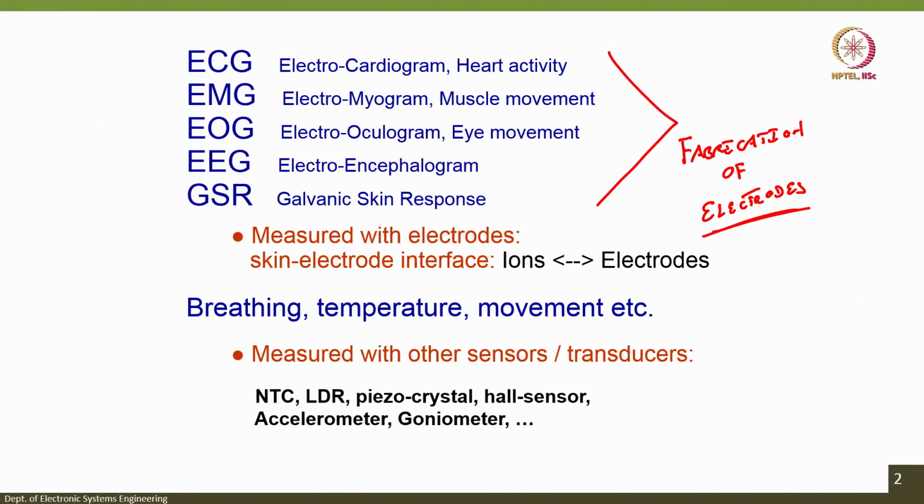The other thing that we generally measure, right, is the rate of breathing, temperature of the body, and the involuntary movements. Even if it is voluntary movement, we can measure those. For example, the fall detection, if you talk about a watch that can measure the fall detection, that means that the watch has an accelerometer.